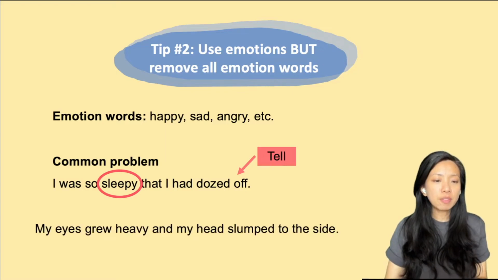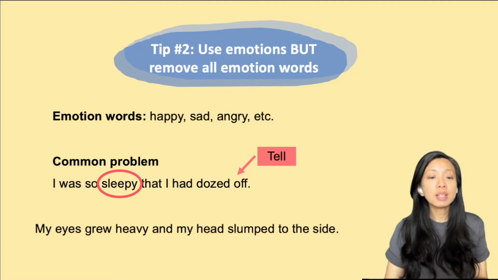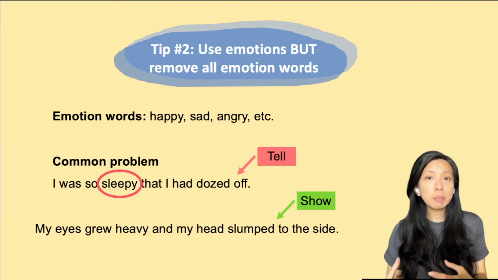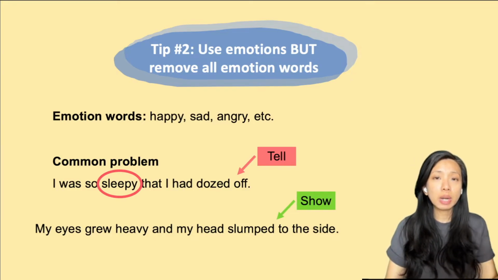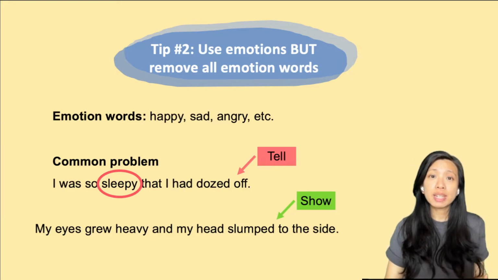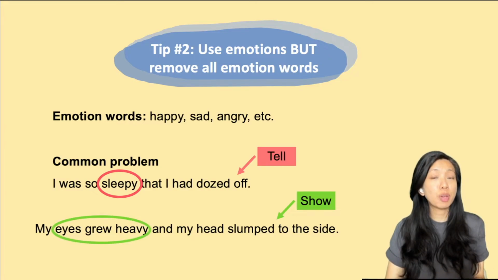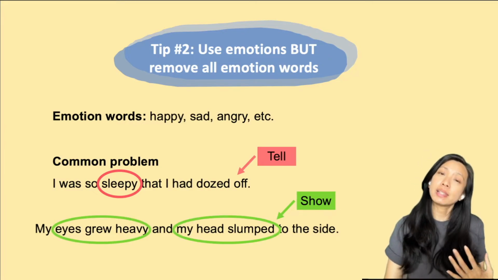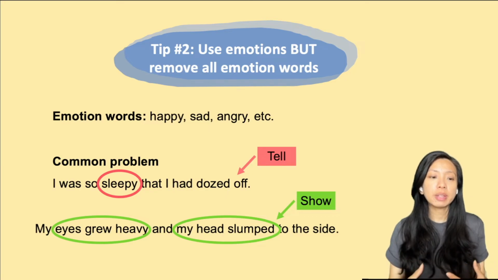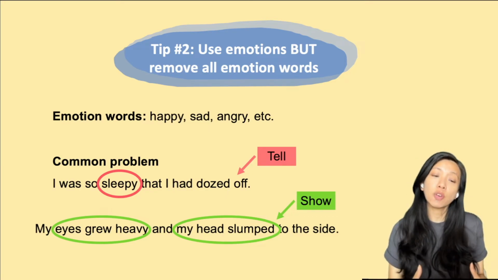My eyes grew heavy and my head slumped to the side. Now, this is more of a showing because I'm not telling the reader exactly what I'm feeling, but I'm showing through certain actions. For example, my eyes grew heavy and my head slumped to the side. So this tells the reader that most likely this person has fallen asleep.